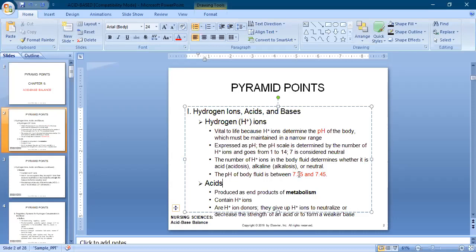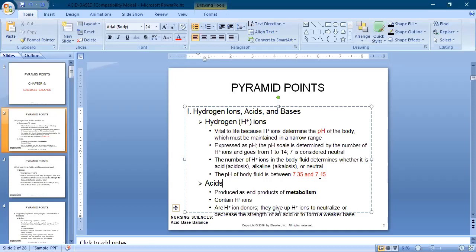So the optimal pH or neutral pH is 7.35 to 7.45, where the enzyme can be active for chemical reactions, and chemical reactions produce energy in the metabolism system inside our tissue or liver. Metabolism is a chemical reaction, and chemical reactions take place because of enzyme activity, and enzyme is super active when the pH is 7.35 to 7.45.